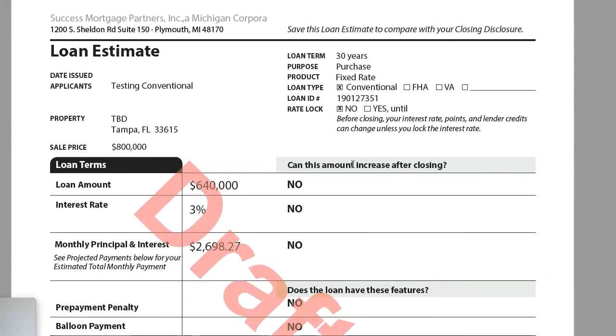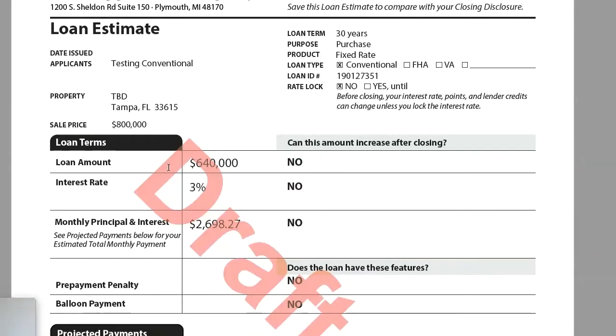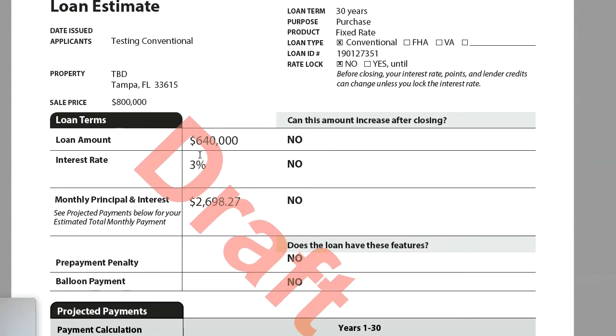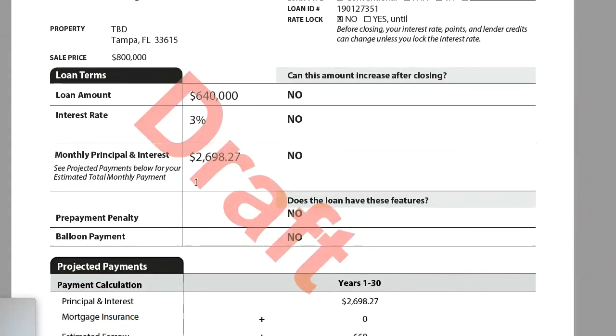So in this case here, this is a purchase for an $800,000 property. This is the first page of the loan estimate, and this first page is only going to detail a bird's eye view of what all is coming out. So it has a $640,000 loan amount because you're putting 20% down on an $800,000 property, a rate of 3%.